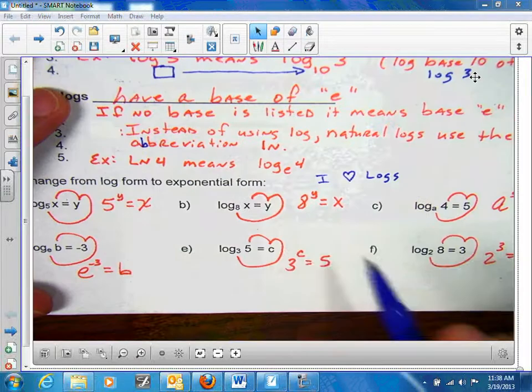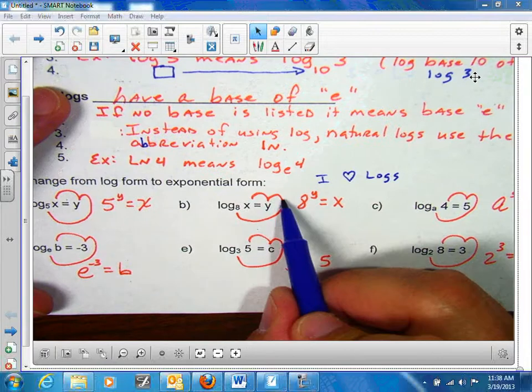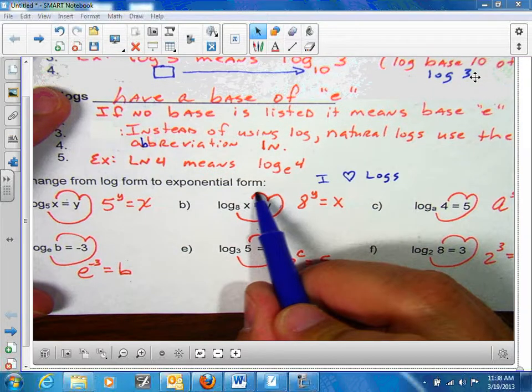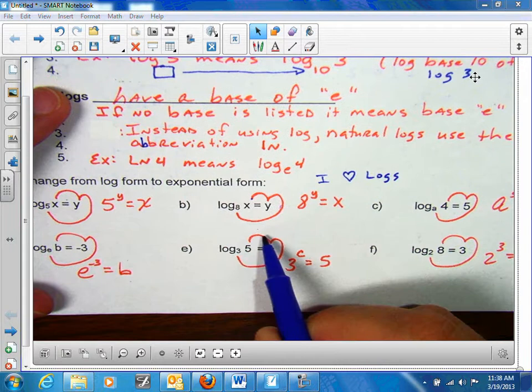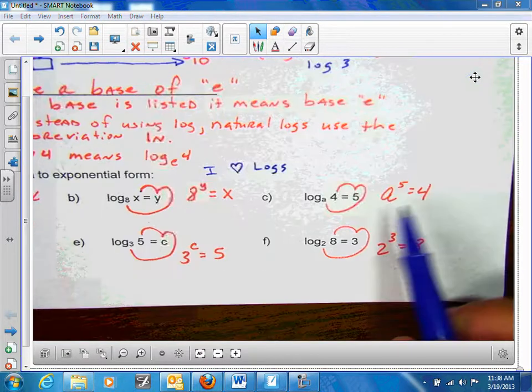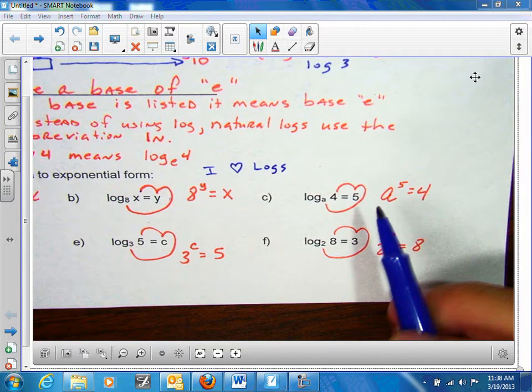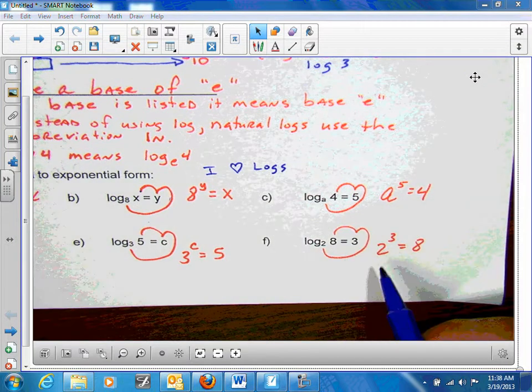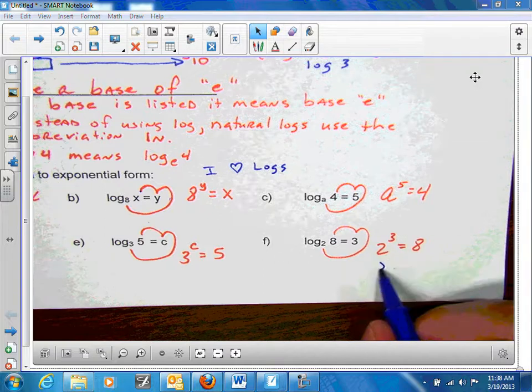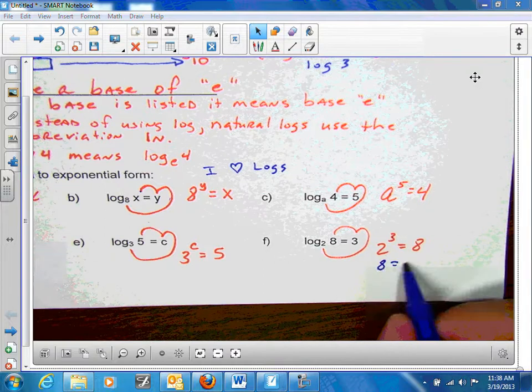The next two, 8 to the power of y equals x. 3 to the power of c equals 5. a to the power of 5 equals 4. And 2 to the power of 3 equals 8. And notice, if you do 2 to the third power, 8 does equal 8, and it does work out.